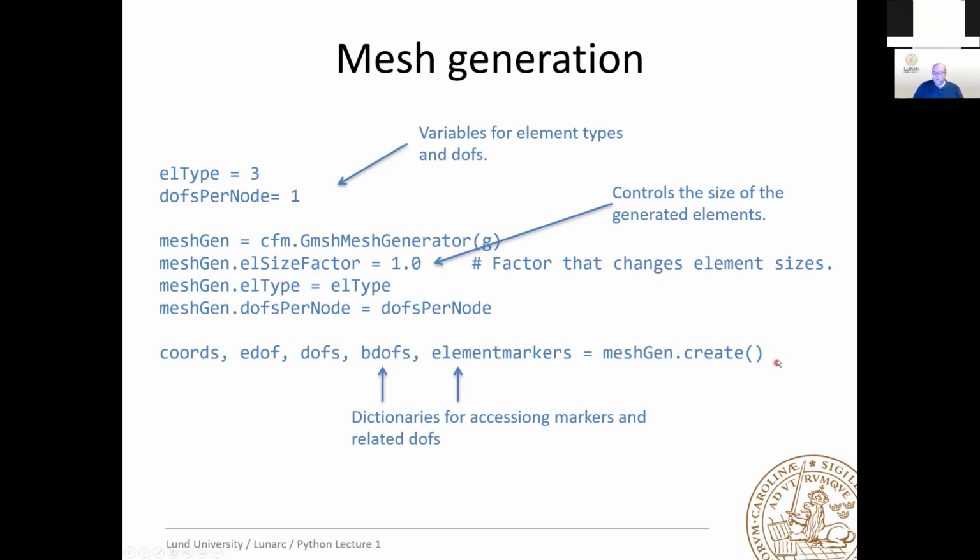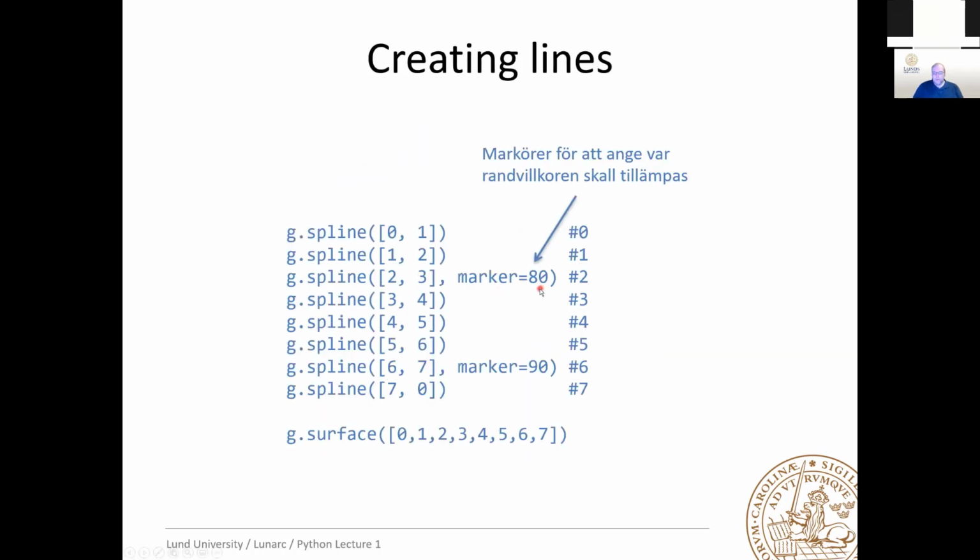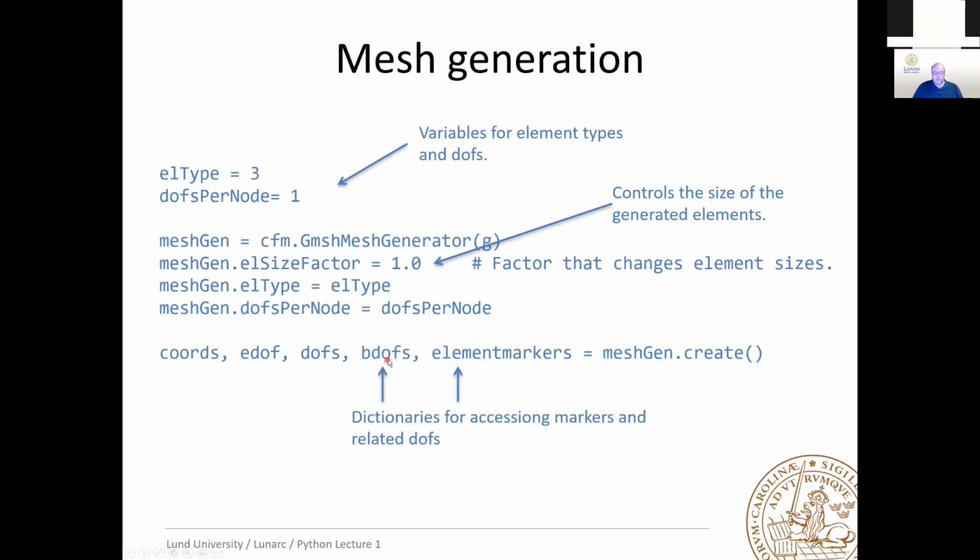So mesh generation.create will initiate mesh generation, and it will return a coordinates array, an EDOF array, a DOFs array, which is the degrees of freedom for each node, each coordinate, sorry. And then boundary DOFs, which is a structure that specifies the degrees of freedom for each markered domain. So if we have 80 here, you can go in here and access the degrees of freedom on that boundary, contained in this special array.